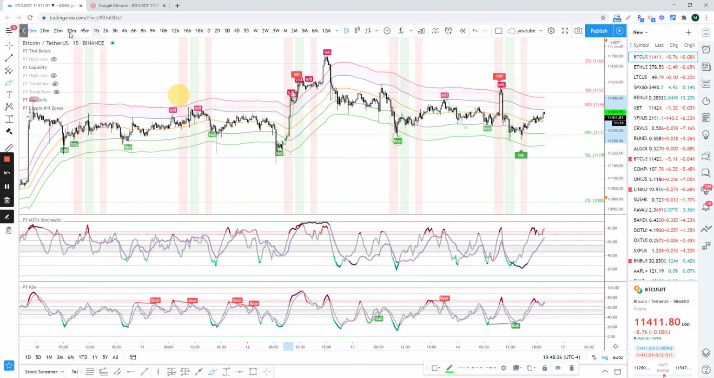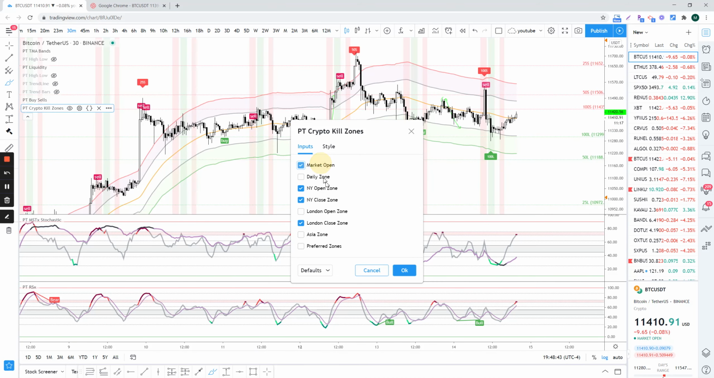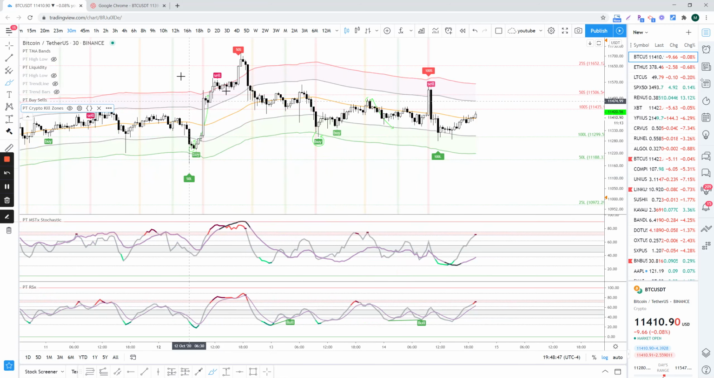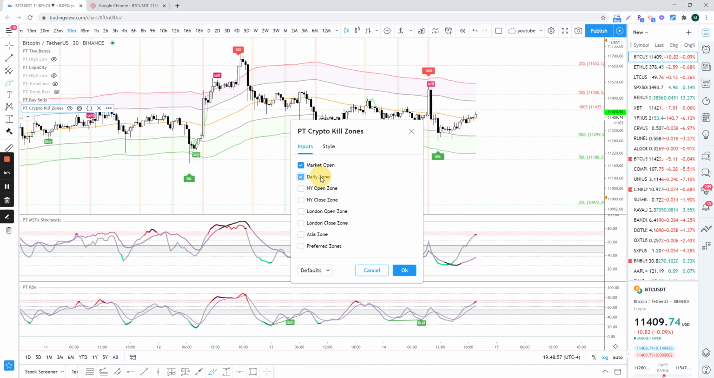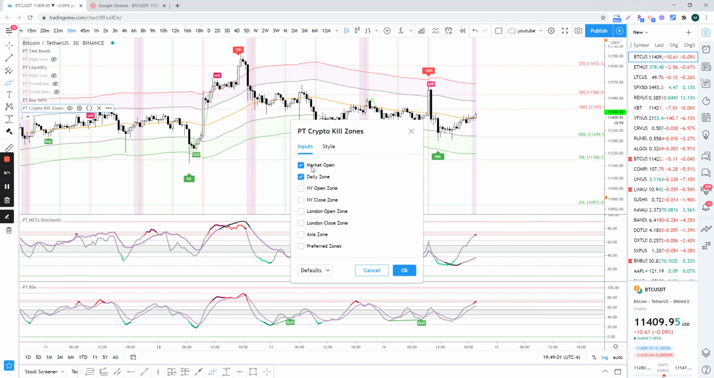So I use this strictly in the 30-minute and the 15-minute. I only look at New York and London. I use the zones, but if you want to avoid the zones, at least keep the market opens and closes in the background so you get an idea. Asia is yellow, New York is red, and London is green. And then have the daily, because the daily close is very significant.